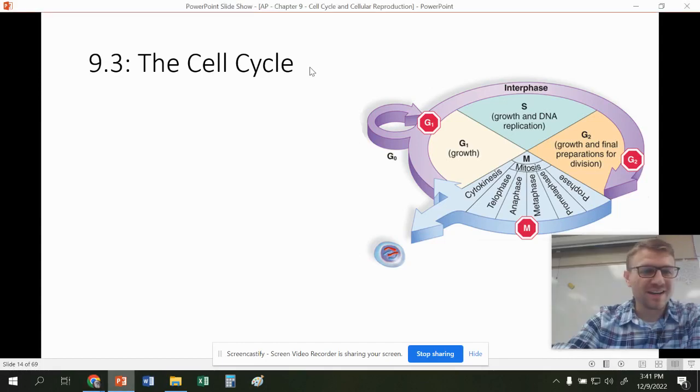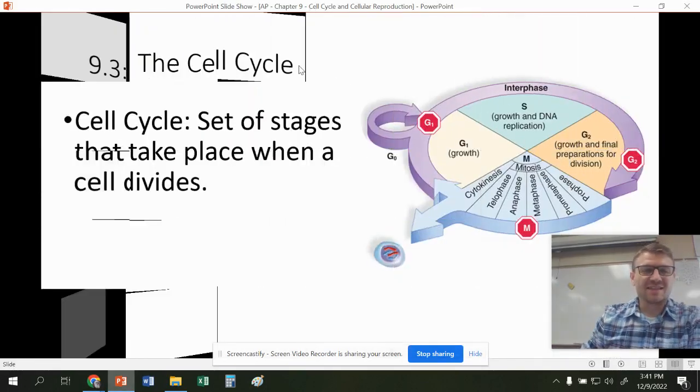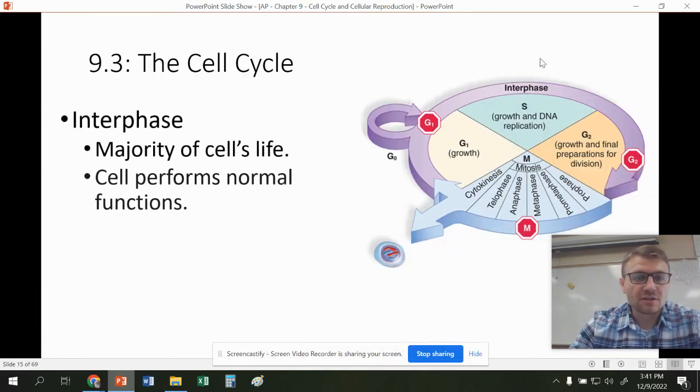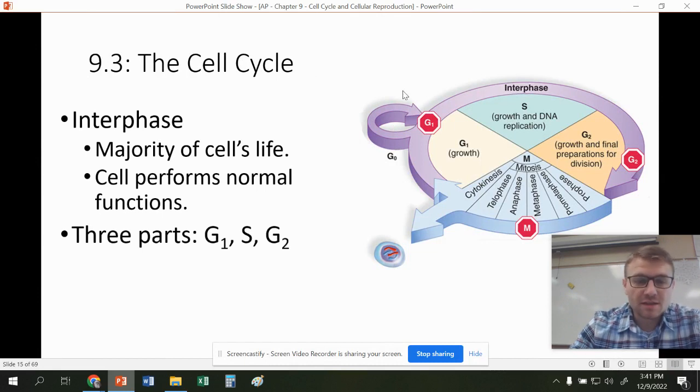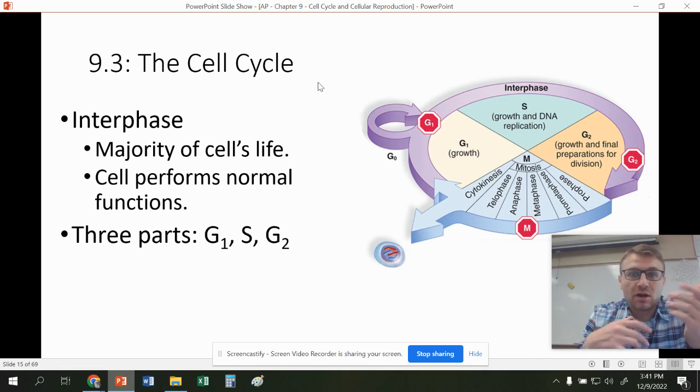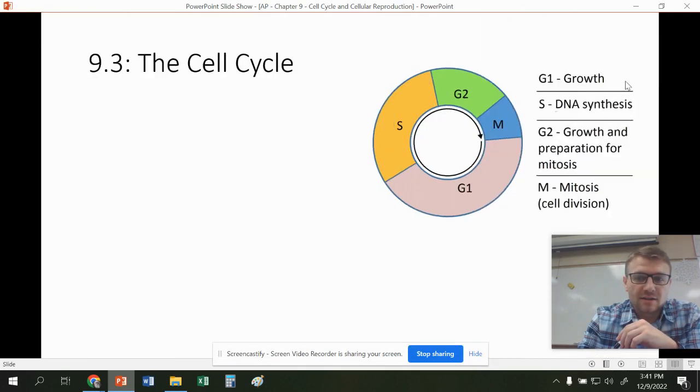All right, we're going to look at 9.3 right now. 9.3 is going to specifically look at the cell cycle, and this is going to encapsulate both interphase and the M phase. So again, the cell cycle is the set of stages that take place when a cell divides. This whole thing here is showing us the cell cycle. Now, interphase, the phase here in purple, is when a cell is carrying out normal functions. This takes place in the majority of the cell's life, and it consists of three main parts: G1, S, and G2. You can see it goes through G1 first, then S, and then G2 at last.